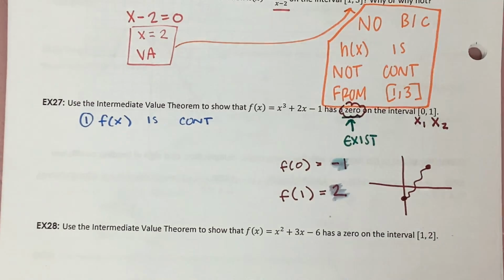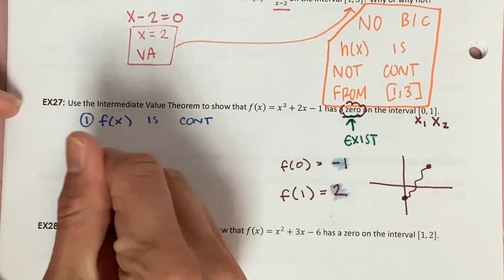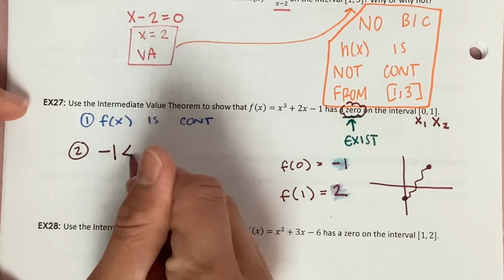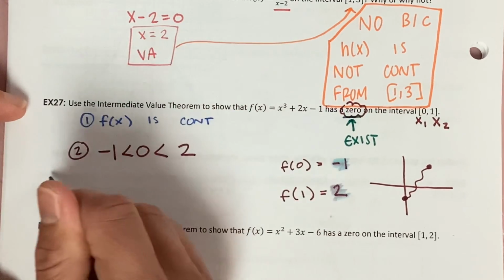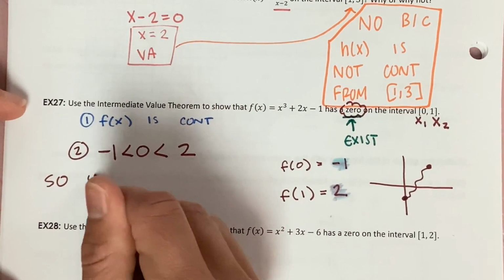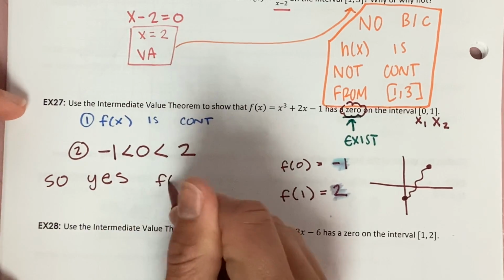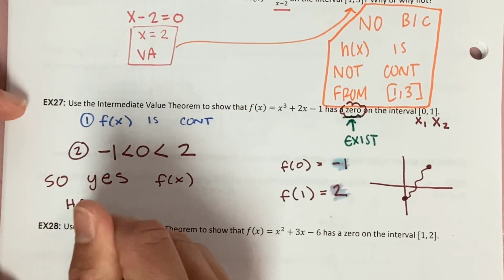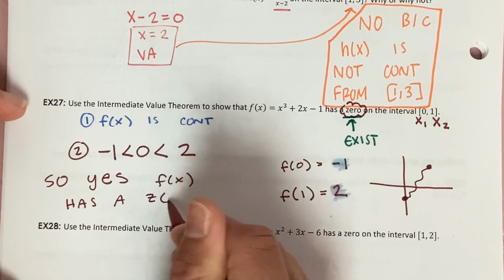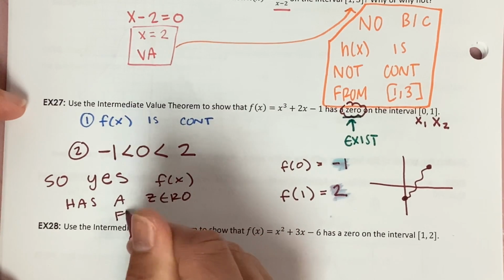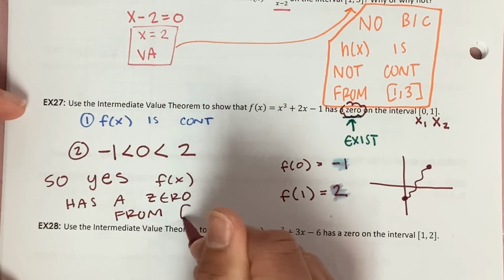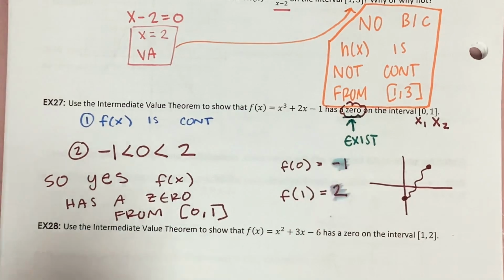So the way that we're going to write this last part here is we're going to say negative 1 is less than 0 is less than 2. So yes, f of x has a 0 from 0 to 1.